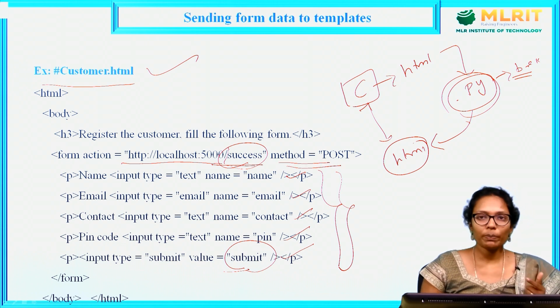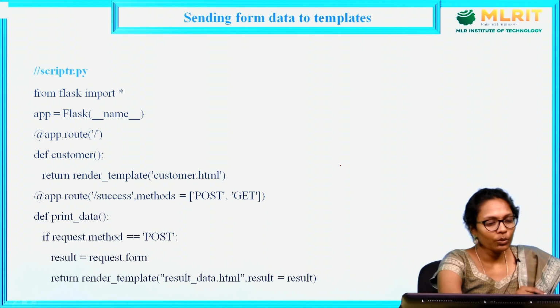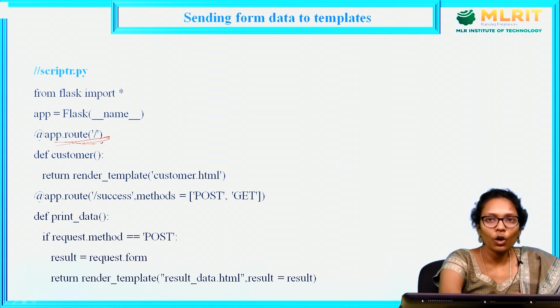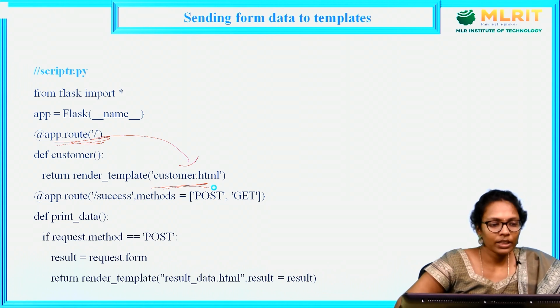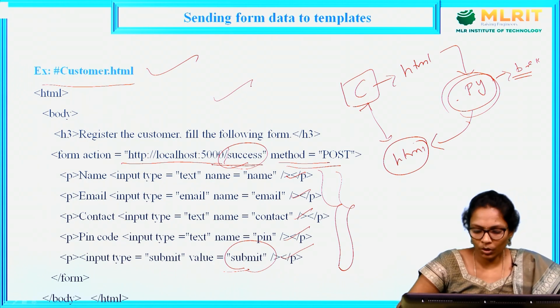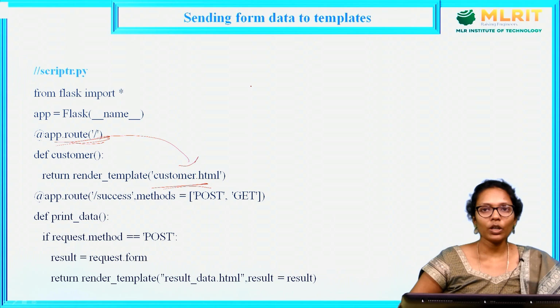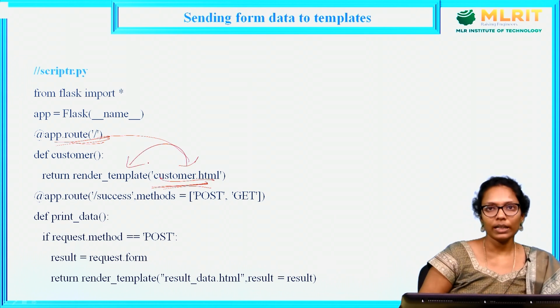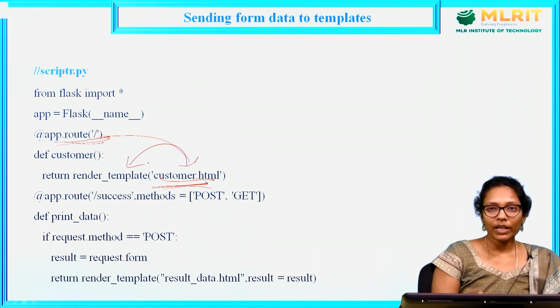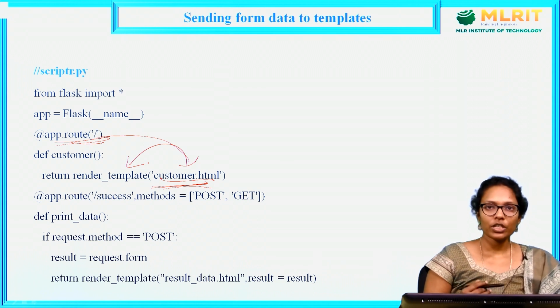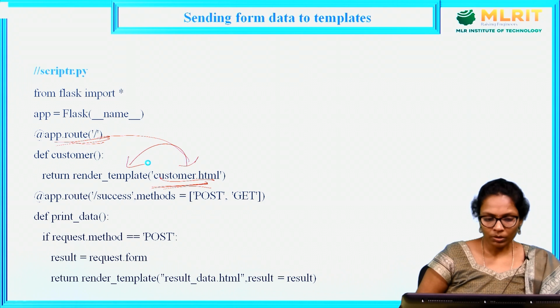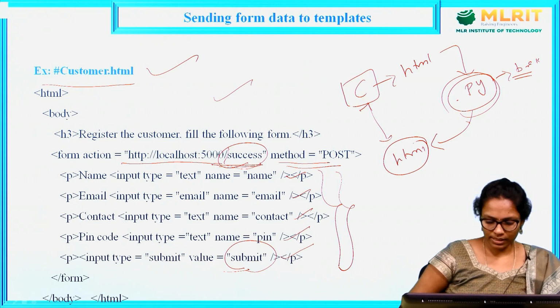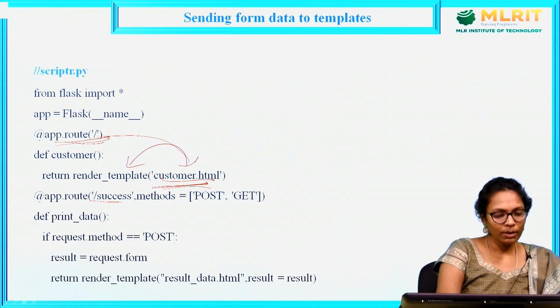Coming to the Python program, this is a normal route. If I give the normal route, it will directly go to customer.html, which we wrote just now, using render_template. Now if I complete the details in customer.html and click on submit, where will it go? We have written /success, so that /success route I am writing here.